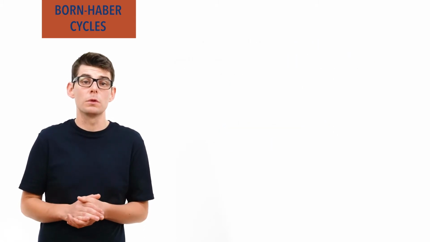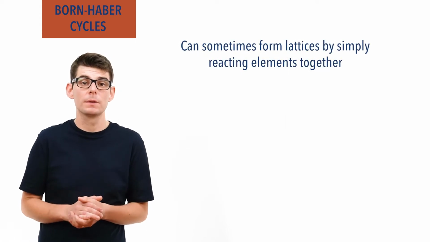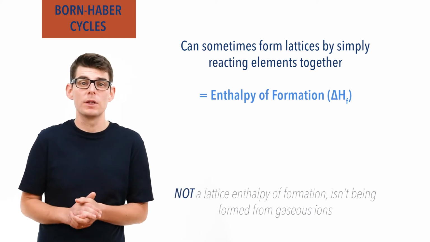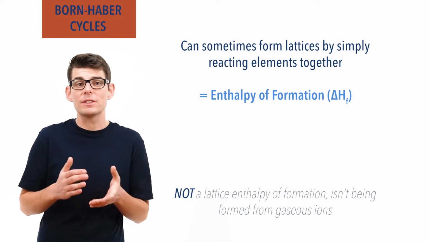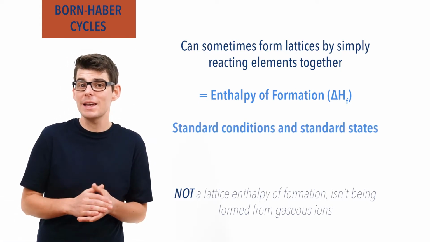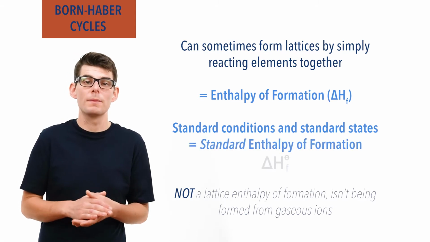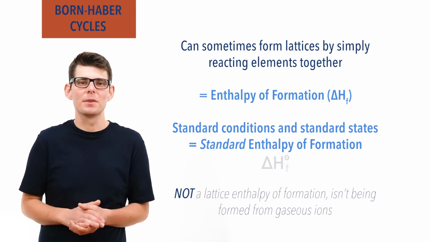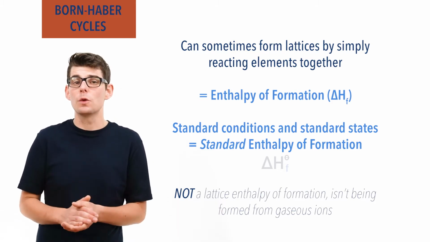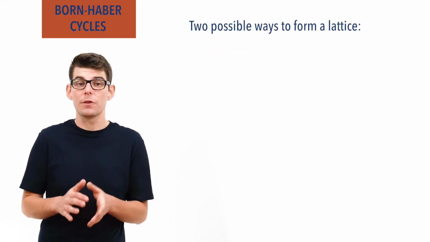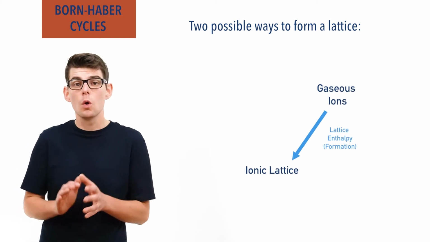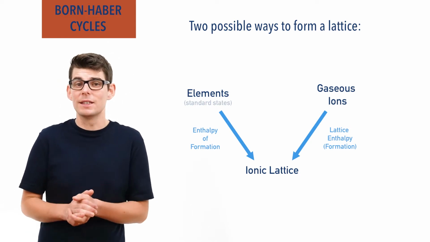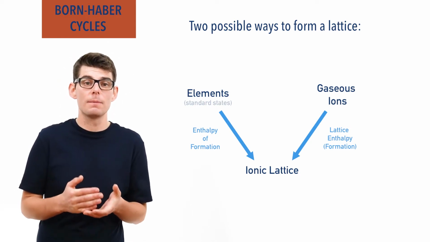A lattice doesn't have to be formed from its constituent ions in gaseous states. A lattice may also be formed by simply reacting the elements that make up the compound. This is referred to as an enthalpy of formation. Note that it is not a lattice enthalpy of formation, just an enthalpy of formation. If standard conditions are used and the elements are in their standard states, the enthalpy change would be a standard enthalpy of formation. We will summarize the definitions for standard enthalpy changes used later in the summary of this video. This means then that we have two ways we can form an ionic lattice: from gaseous ions, lattice enthalpy of formation, or from their elements in their standard states, enthalpy of formation. For many lattices, this enthalpy of formation is easier to measure experimentally.